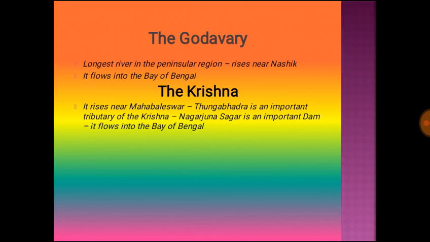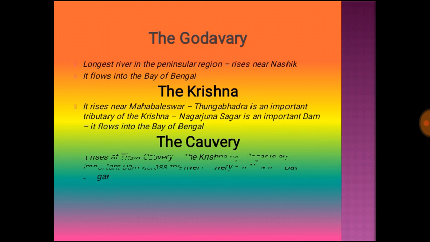The river Krishna flows into the Bay of Bengal. Ninth one, the Kaveri. The Kaveri rises at Talakaveri near Madikeri in the Coorg hills in Karnataka. It flows through Karnataka and Tamil Nadu. The Krishnaraja Sagar at Mysore and Mettur in Tamil Nadu are the important dams across the Kaveri. It flows into the Bay of Bengal.